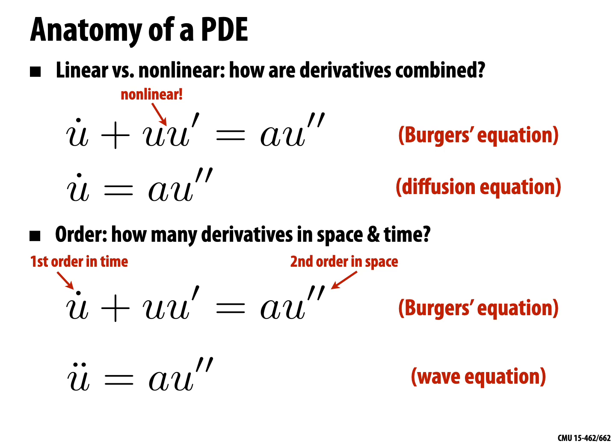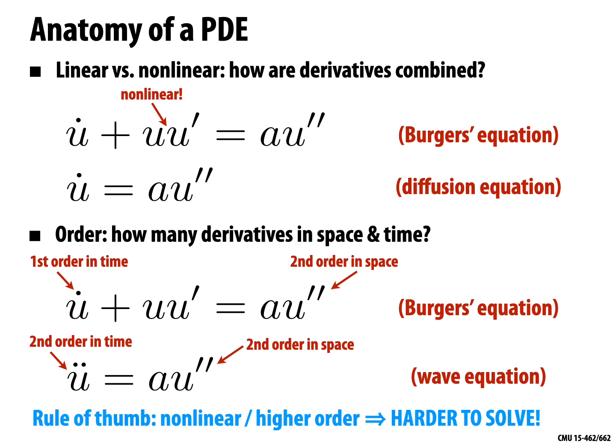Okay? Likewise, the wave equation is second order in space. It has at most two spatial derivatives. And second order in time. It has at most two time derivatives. Okay? And again, the rule of thumb is that if an equation is nonlinear, it's harder to solve. Also, if it's higher order, it tends to be harder to solve.